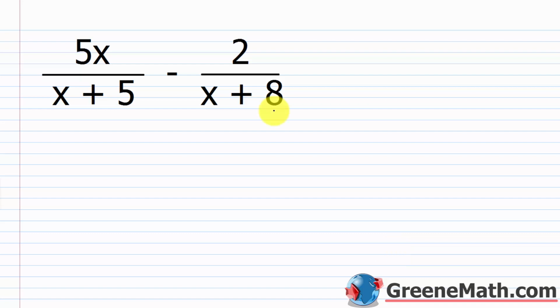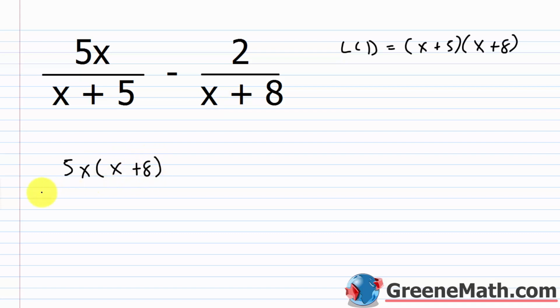So again, we have a scenario where x plus 5 is not going to factor and x plus 8 is not going to factor. So my LCD will just be the product of the two denominators, x plus 5 multiplied by x plus 8. Okay, very simple. So what am I going to do here? I'll have 5x multiplied by the x plus 8, and this is over x plus 5 times x plus 8.